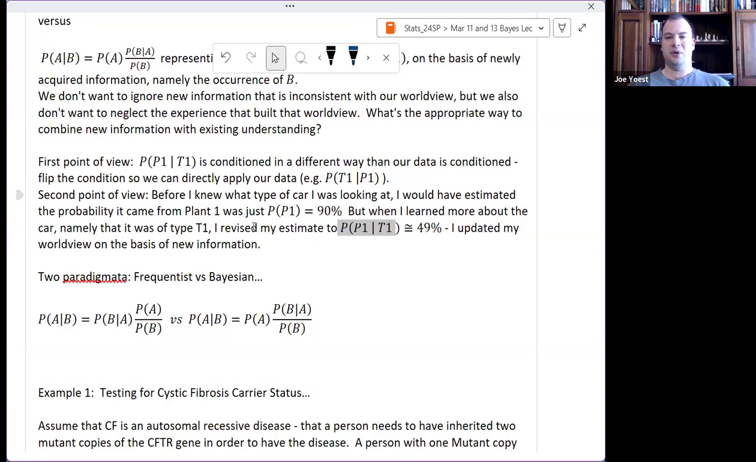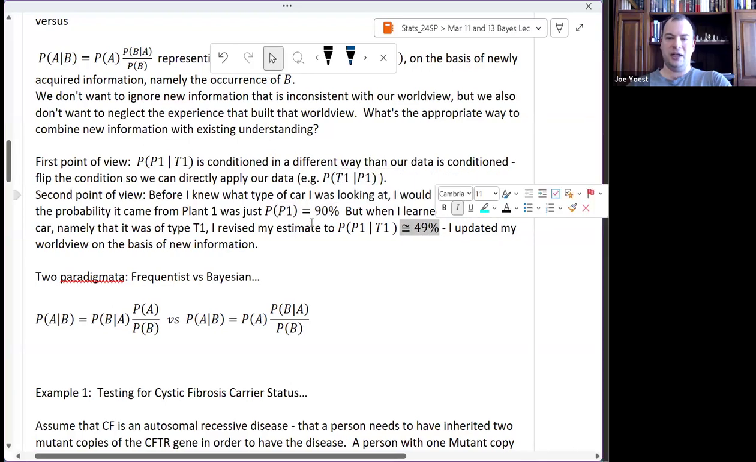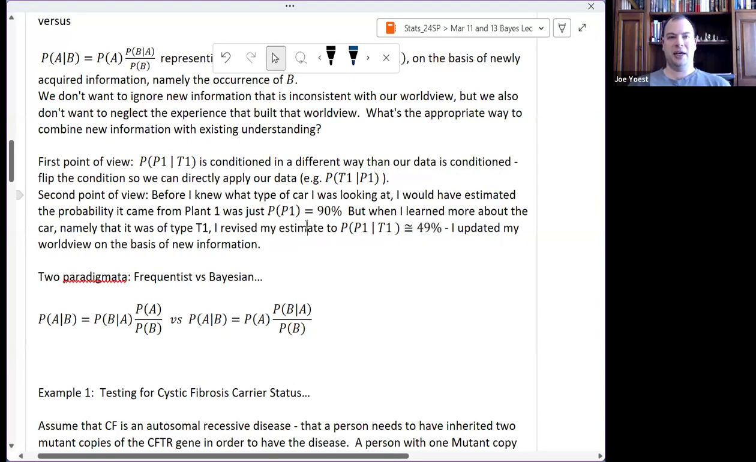Now that you know that it's type 1, I got some more information, and I know that's a little less consistent with being plant 1, a little more consistent with being plant 2. So my probability goes down from 90% to 49% on the basis of the new piece of information I have. And I could even take this further. Maybe I know that plant 1 produces cars of this or that color at a certain rate, and plant 2 at a different rate, and I can observe what color that Mustang is, and maybe that helps me narrow down a little more, right?